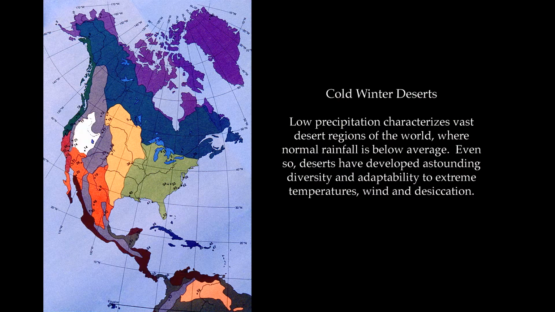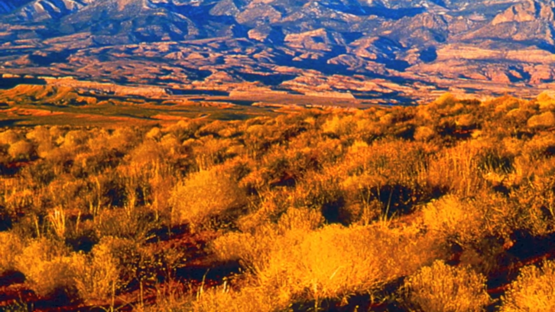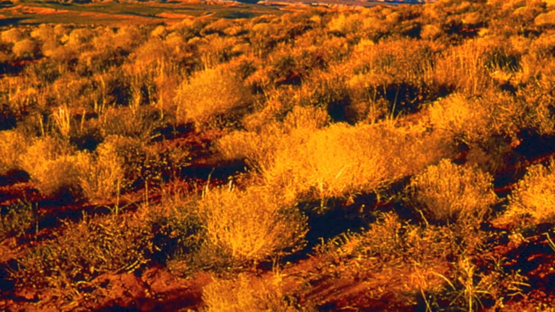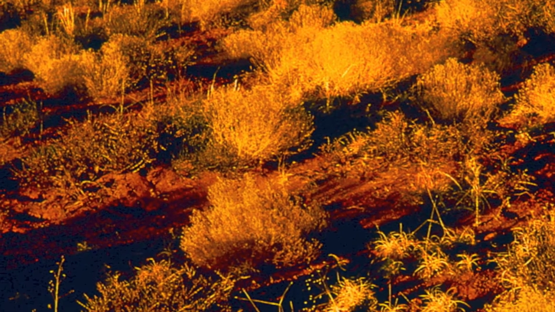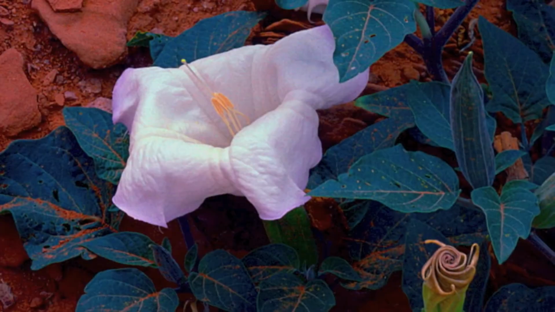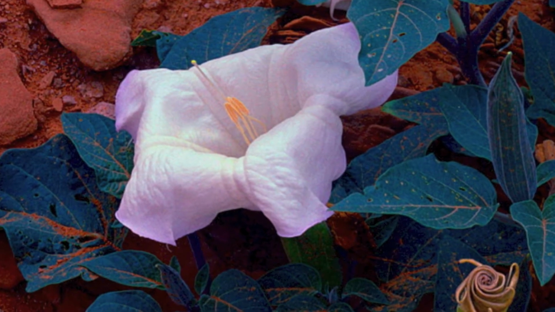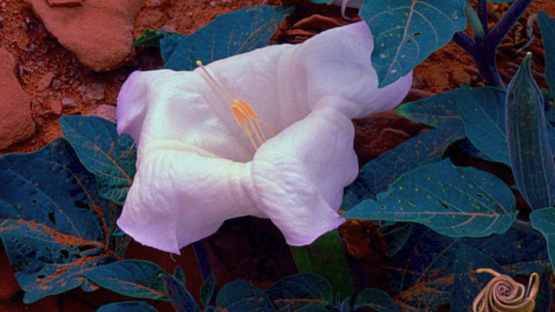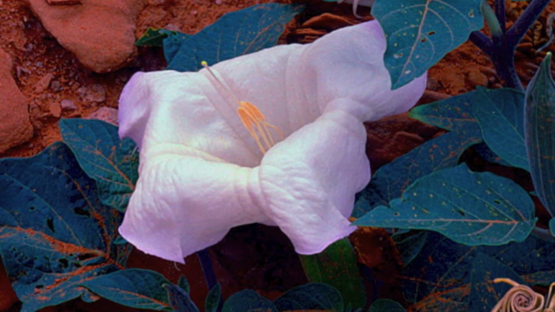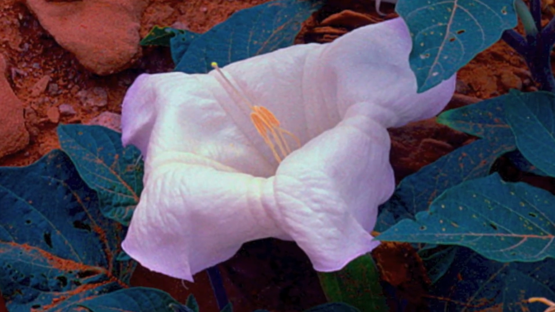Cold winter desert systems. Low precipitation characterizes vast desert regions of the world, where normal rainfall is below average. Even so, rugged desert dwellers have developed astounding adaptability to extreme temperatures and desiccation. Cold winter deserts host mostly salt-tolerant cacti, sage shrubs, thistles, grasses and resilient wildflowers capable of living in thin alkaline soils and surviving infrequent rainfall, high summer heat and freezing winter temperatures.